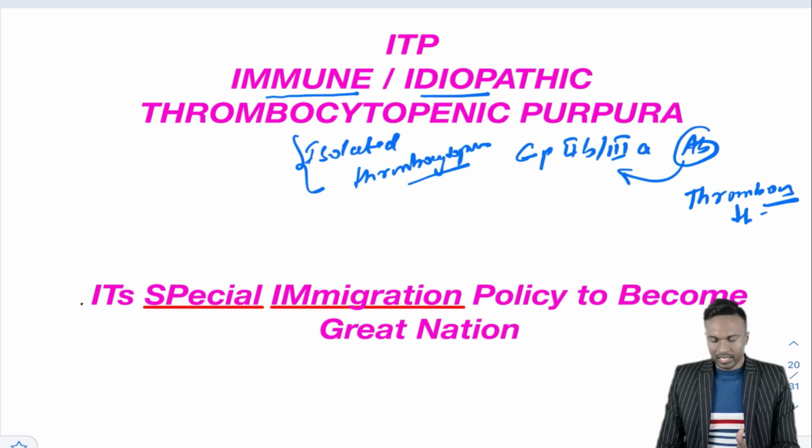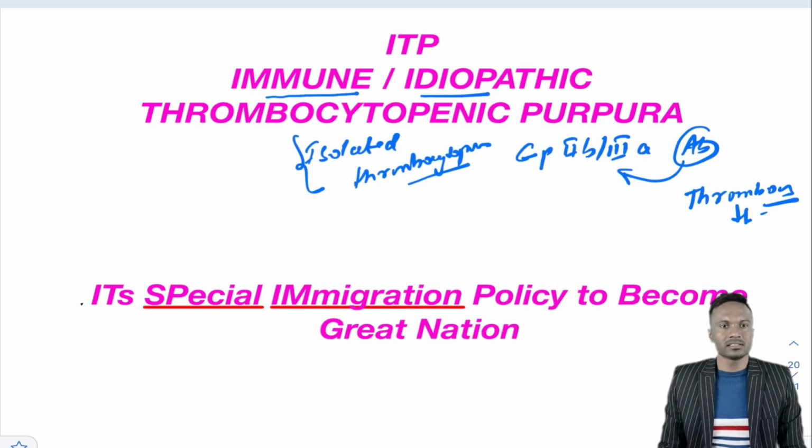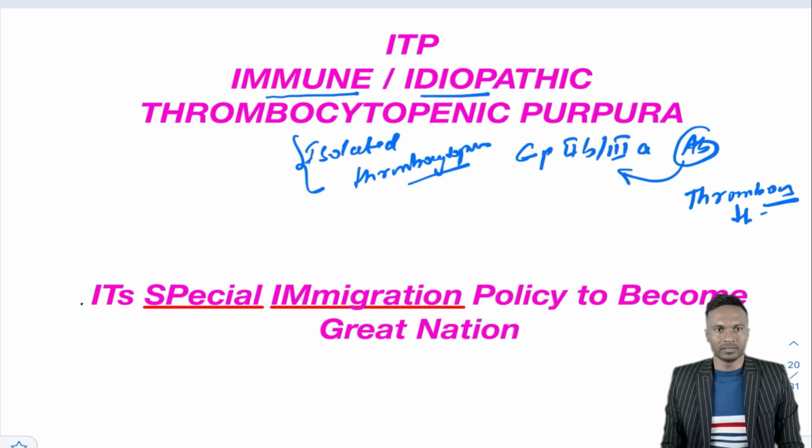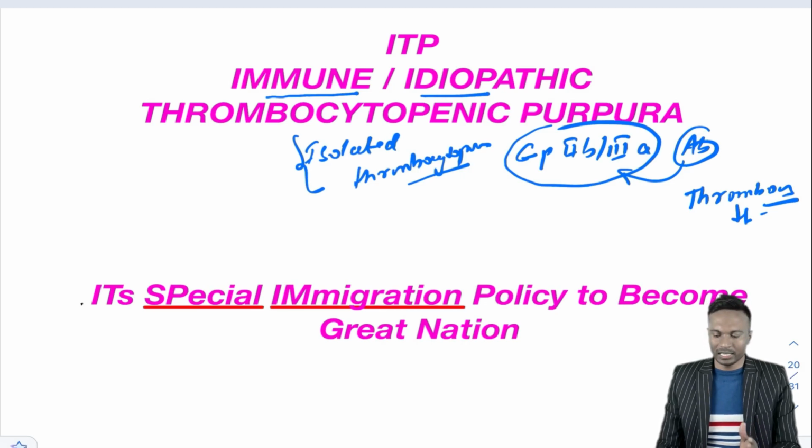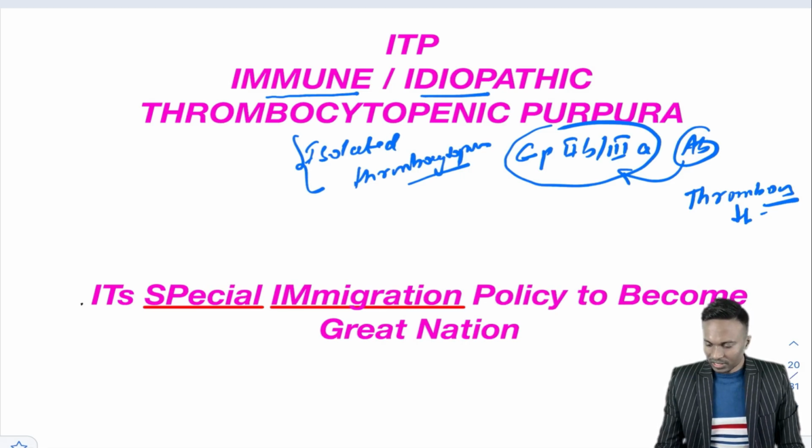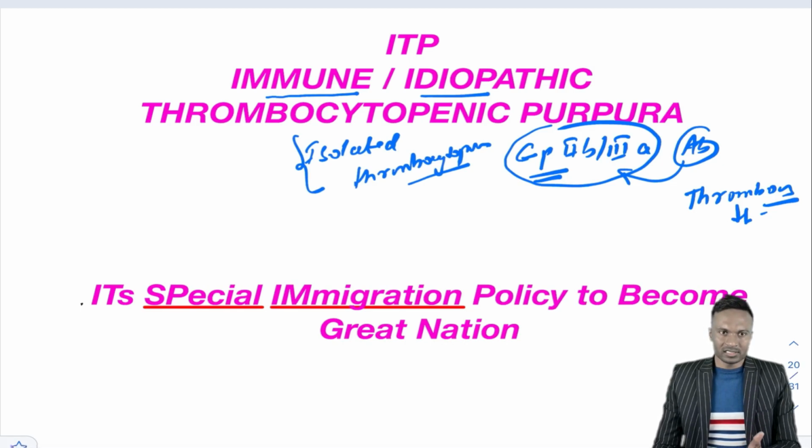So we have again a mnemonic which will help you to memorize all the related things to ITP. This is immune thrombocytopenic purpura. What was the disease when this particular glycoprotein was missing? It was Glanzmann's thrombasthenia. Here this glycoprotein is not missing. There is antibody against it. So there will be antigen antibody reaction which will lead to destruction of platelets and thrombocytopenia.